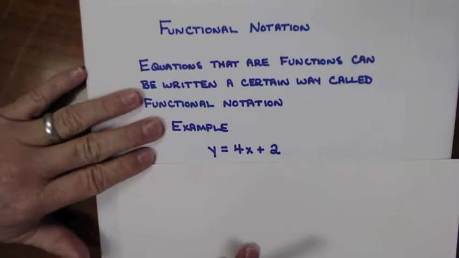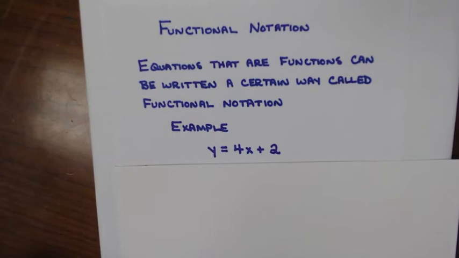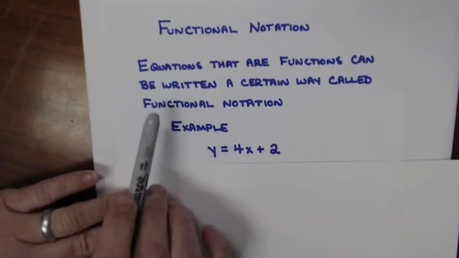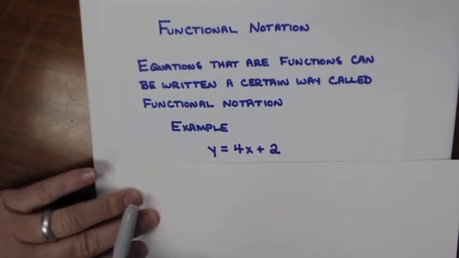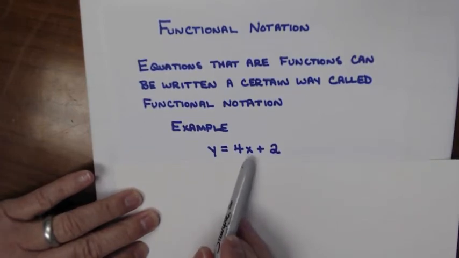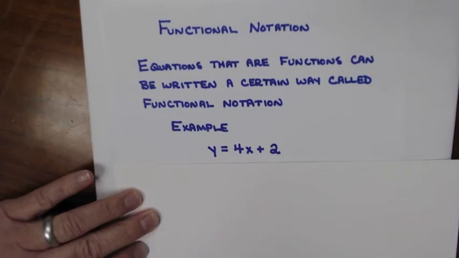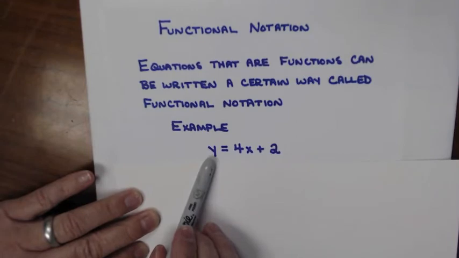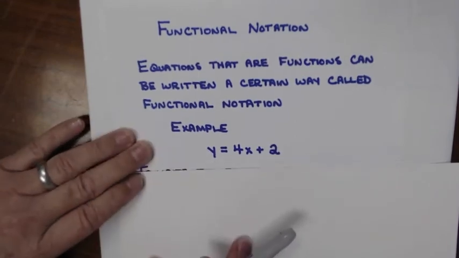Example, this equation right here is a function, and later on we're going to look at equations and tell which ones are functions and which ones aren't. But right now we're going to go over this special way of writing this equation. Remember when we were talking about domain and range? The domain was usually the x. That's an easy way of finding the domain in an equation. You look for the x, that's the domain. The range was usually the y, going up the y-axis. This right here is the range of this equation.